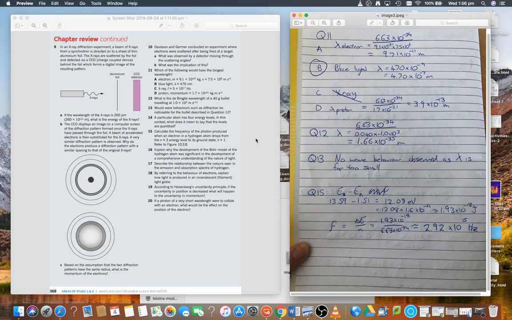Okay, so for question 12, what is the de Broglie wavelength of the 40-gram bullet traveling at 1 times 10 to the 3 meters per second? Putting that into calculation, you end up with this number, 1.66 times 10 to the minus 35 meters.